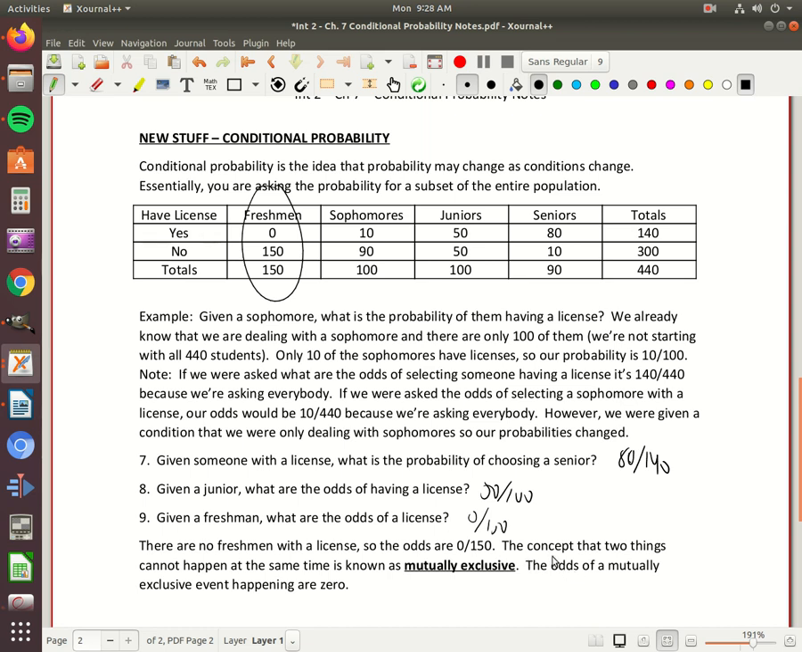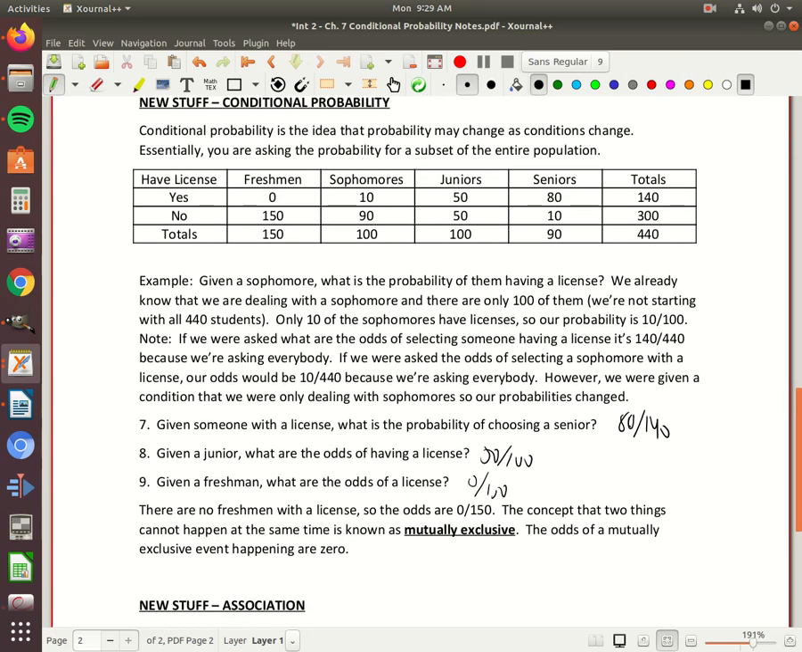The concept that two things cannot happen at the same time is known as mutually exclusive. They both exclude each other. So the odds of a mutually exclusive event happening are 0. So the odds of being in room 31 and in room 33 at the same time are 0. That's a mutually exclusive thing to happen. The odds of being in room 31 or 33, that can happen.